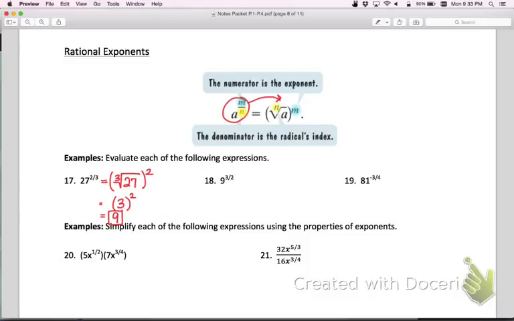You can try the other two if you want. So since the index here is a 2, it's going to be a square root of 9. Remember, if the index is 2, we don't write it. Blank right there implies that it's a square root, and then we raise that to the 3rd. Well, the square root of 9 is 3, and 3 to the 3rd is 27.